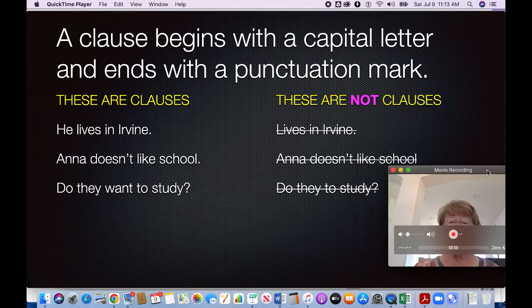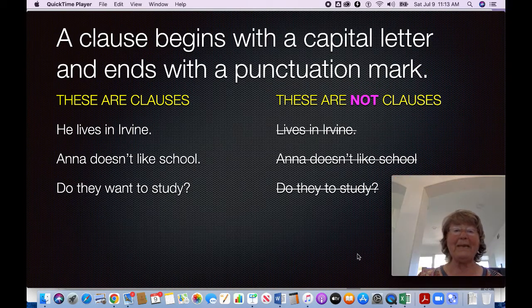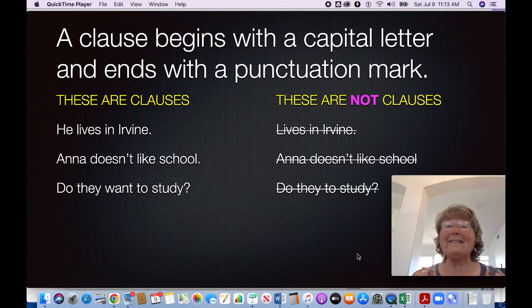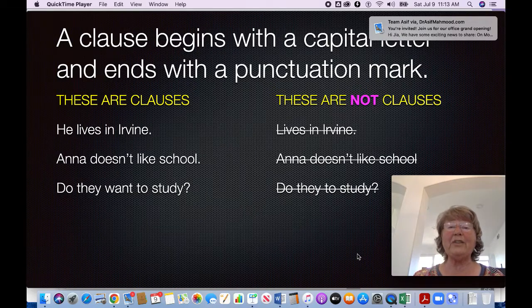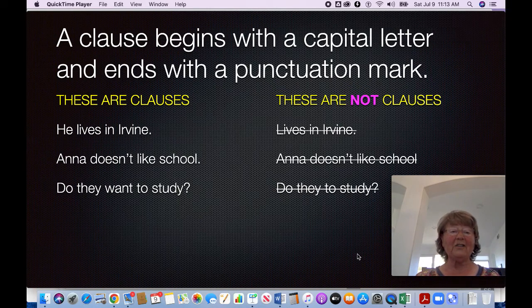Now a clause begins with a capital letter and ends with a punctuation mark. So these are clauses. He lives in Irvine. Anna doesn't like school. Do they want to study? Capital letter first and a punctuation mark at the end.